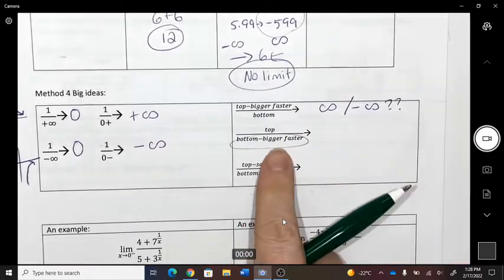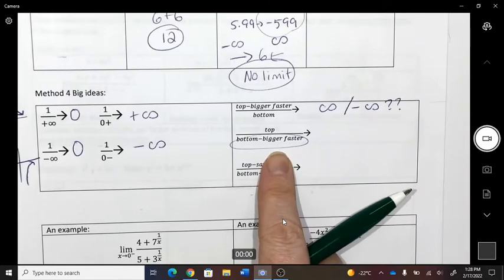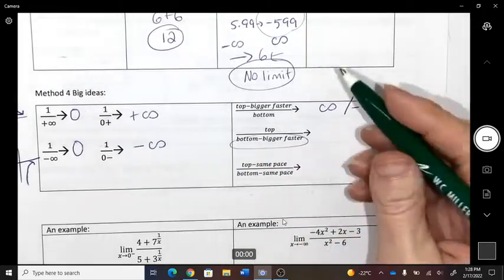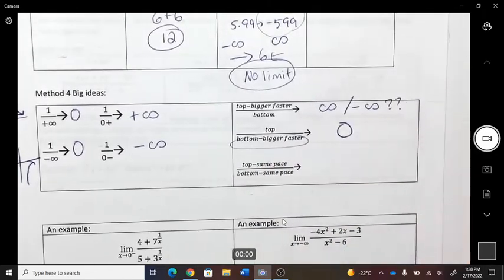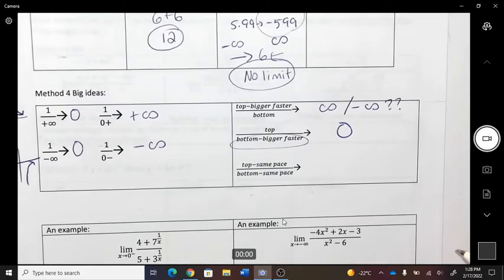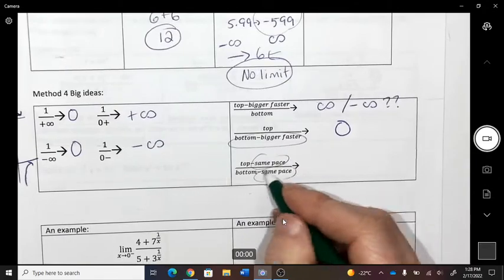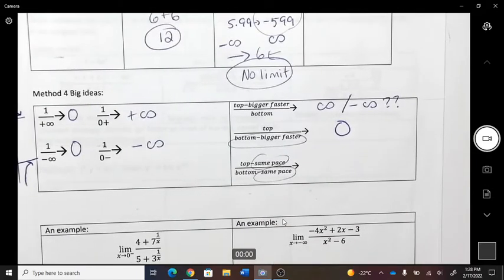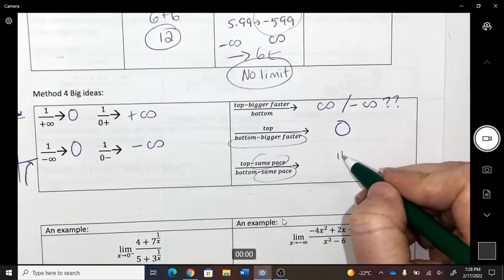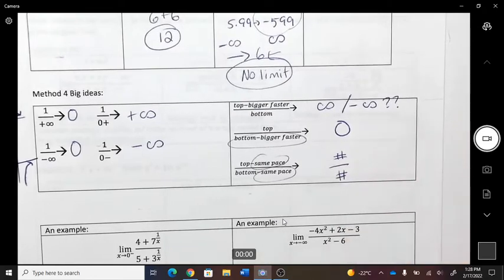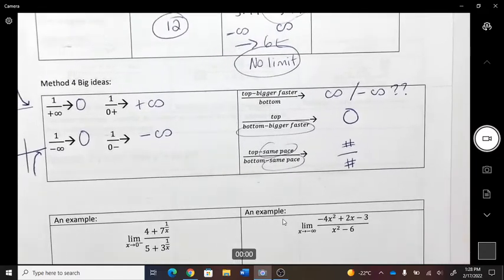Okay, this time your bottom is getting bigger. So if your bottom gets bigger faster, then we get to 0. And what if they're at the same pace? If they're getting bigger at the same pace, then you're going to have to figure out what number they're getting close to. Okay.